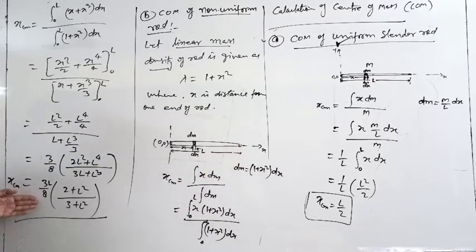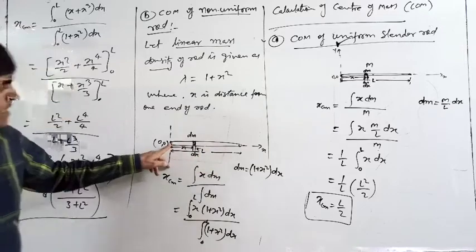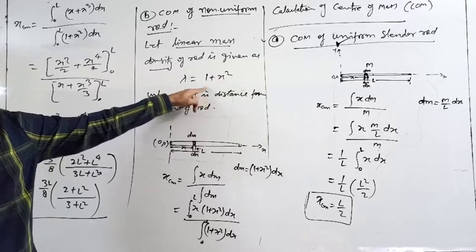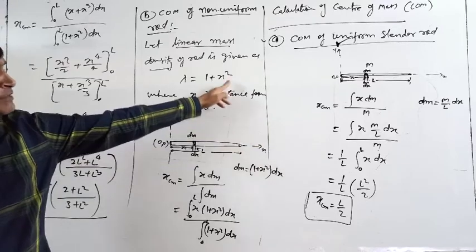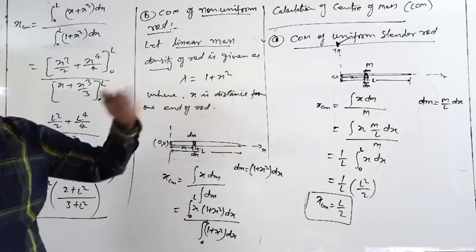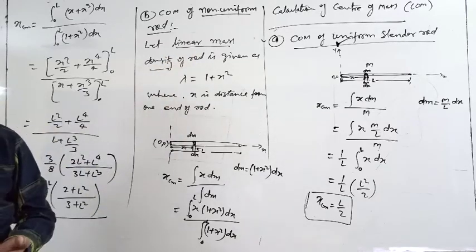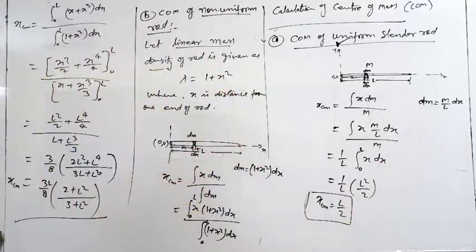So 3L by 8 into this term will come. So that is close to this end. Okay, because initially when x was 0, lambda was only 1, the minimum value of lambda. But as you go to the other end and x values are increasing, lambda is increasing, which means mass per unit length is increasing. Okay, so it means that this rod has not been made from the same material.